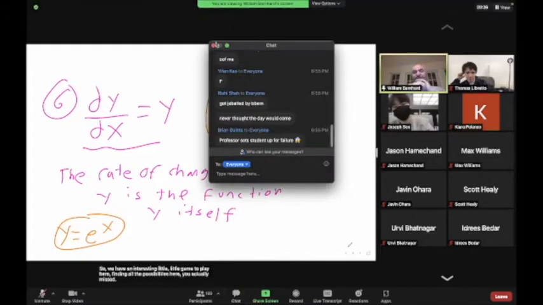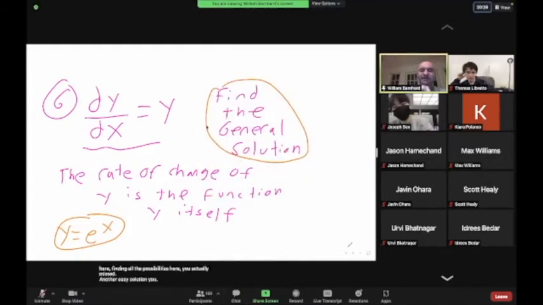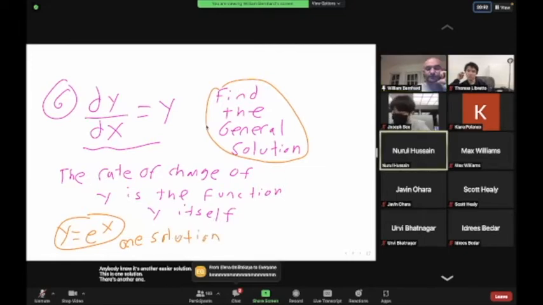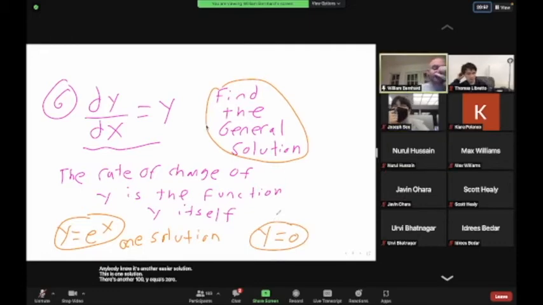You actually missed another easy solution. You missed an easier solution, even easier than e to the x. You missed what we call the trivial solution. There's another function whose derivative is itself, and it's easier than even e to the x. You could have learned it before you even learned e to the x. Anybody know? There's another easier solution. This is one solution. There's another one. 0. Yeah, 0. y equals 0 is another of the infinitely many solutions.